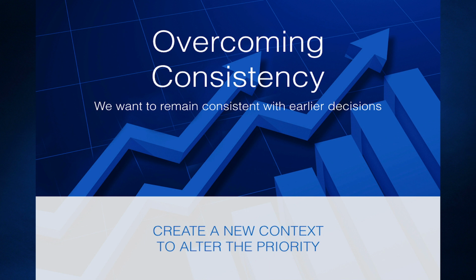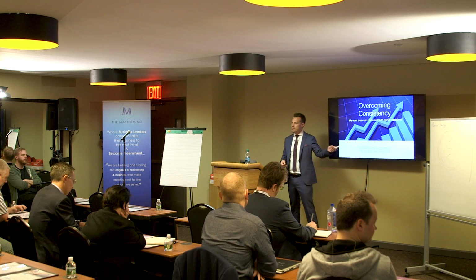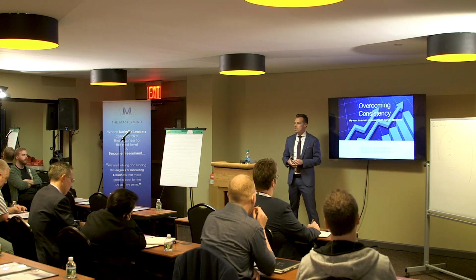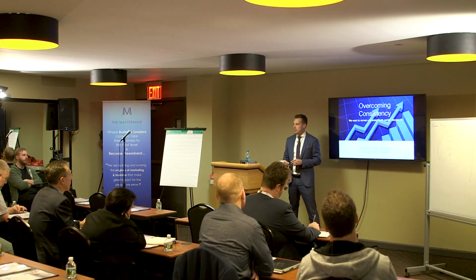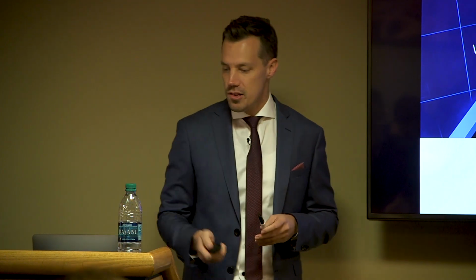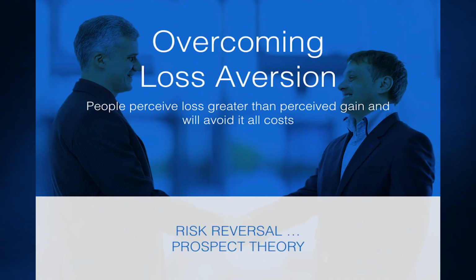Create a new context and alter the priority. So in the case of me being consistent with an earlier decision, I want to change the context to, if you said you didn't want to buy any more coaching programs, but this program here is the last time we're doing this, or some other context change, which we probably won't go through later on, it's in the book, to show you how to alter the priority of the decision to make them decide the right way. You guys got any questions, put your hands up, because I'll go through it quickly.